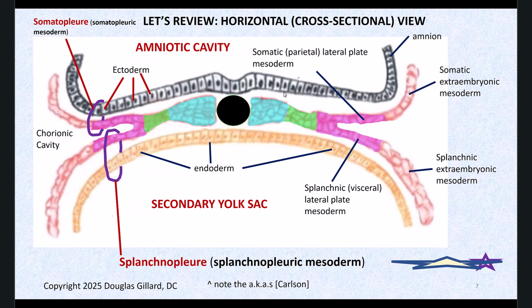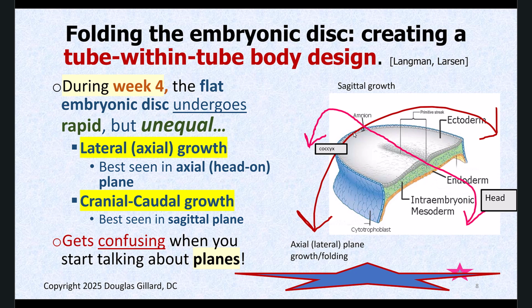See how that works? All right, so we're going to really focus on lateral folding, but here's an oblique view from head to toe. Head would be up here. The tail of the little embryo will be down here. It's flat right now, but we're going to change that. Basically, you get a head fold and a tail fold where this comes under. That's best seen in a sagittal plane, so we can call that sagittal folding or cranial to caudal folding.